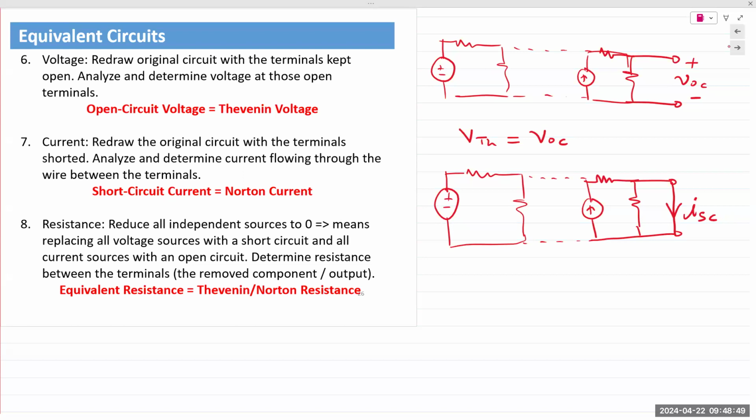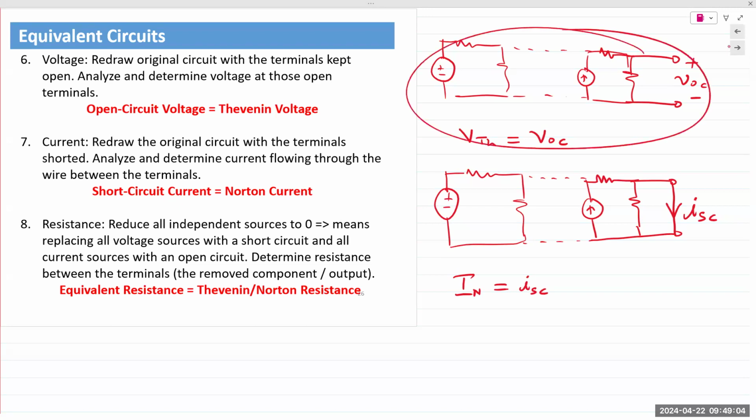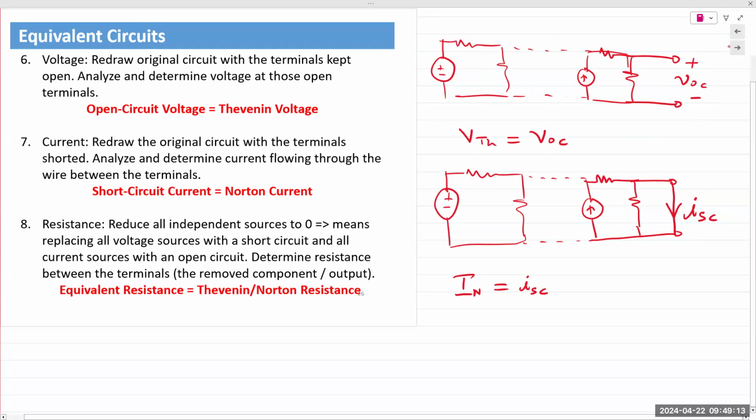And that short circuit current is IN, ISC. Any quantities that you determine for your Thevenin voltage have no bearing whatsoever on your circuit analysis for Norton current, because the two circuits are different. In Thevenin, the output terminals are open. They are not shorted together. In Norton current, the output terminals are connected together with a wire. So you place a wire if you wish to find the Norton current.